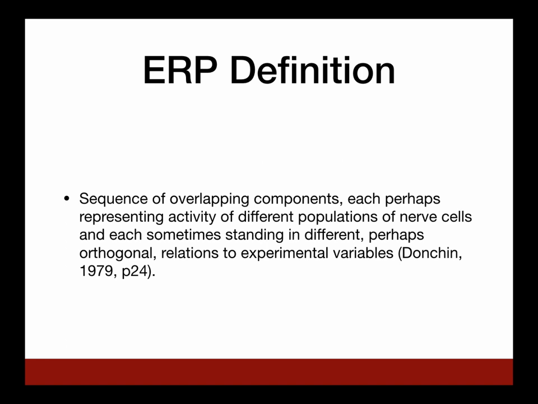I'm putting this definition up there mostly for people on the web. The ERP is a sequence of overlapping components, each perhaps representing activity of different populations of nerve cells, and each sometimes standing in different, perhaps orthogonal, relation to experimental variables. That's Manny Donchin in 1979.